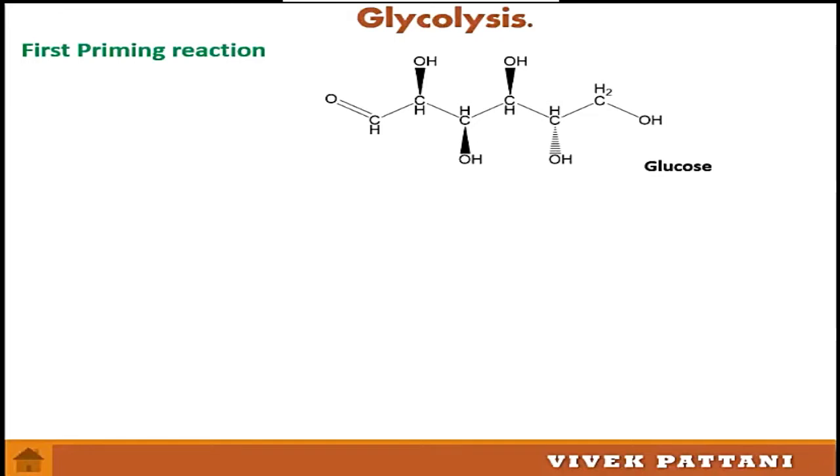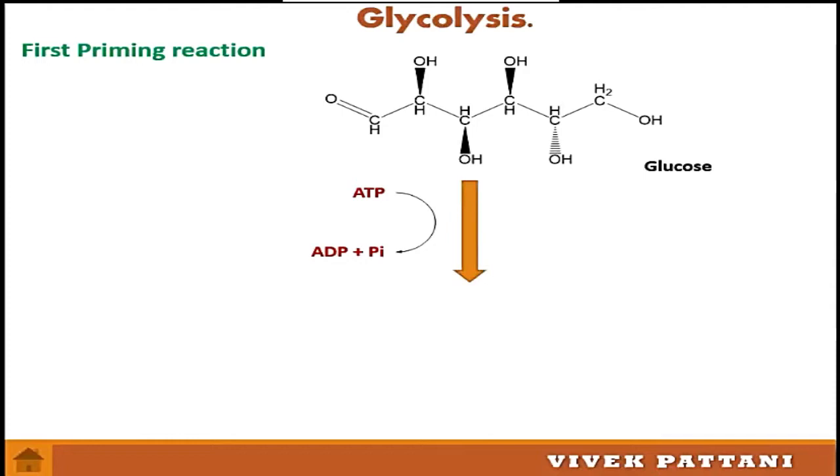Okay, so starting with the glucose, where the first primary reaction occurs, is with glucose, where a molecule of ATP is used for the energy.